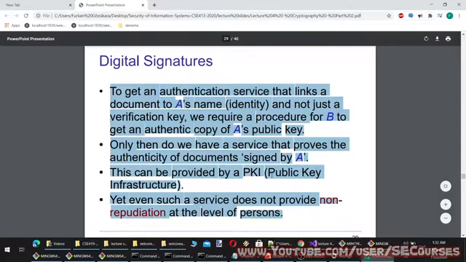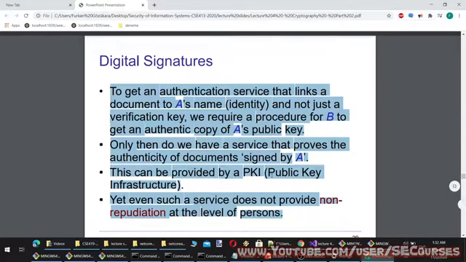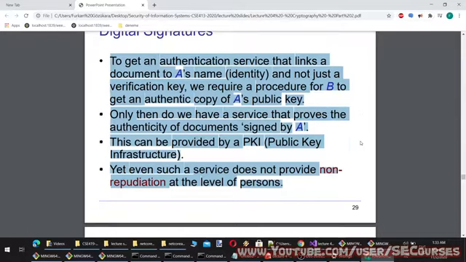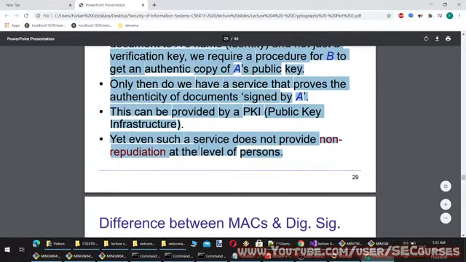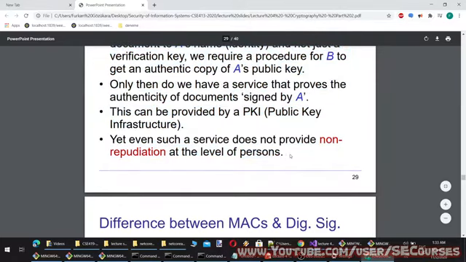To get an authentication service that links a document to A's name, identity, and not just a verification key, we require a procedure for B to get an authentic copy of A's public key. Only then do we have a service that proves the authenticity of documents signed by A. This can be provided by a PKI, public key infrastructure. Yet even such a service does not provide non-repudiation at the level of persons.